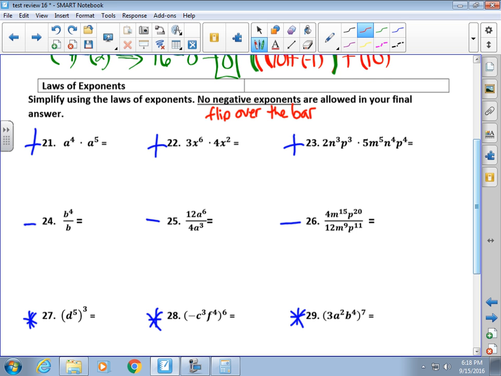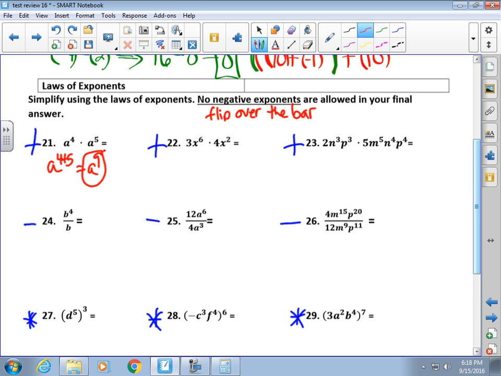Multiplication. So, I always do my exponents first. Since I have the same base, I can add the exponents. So a, 4 plus 5, equals a to the 9th. That's the final answer there.